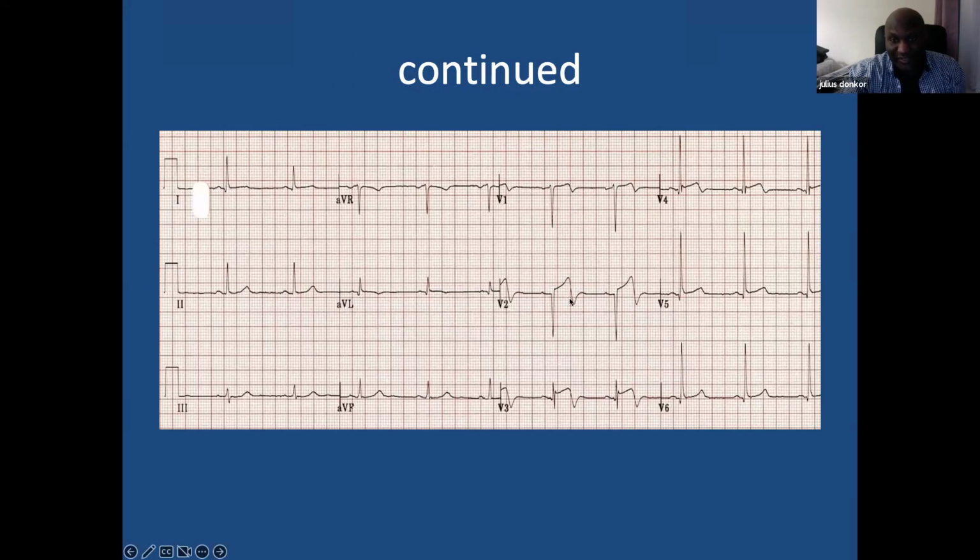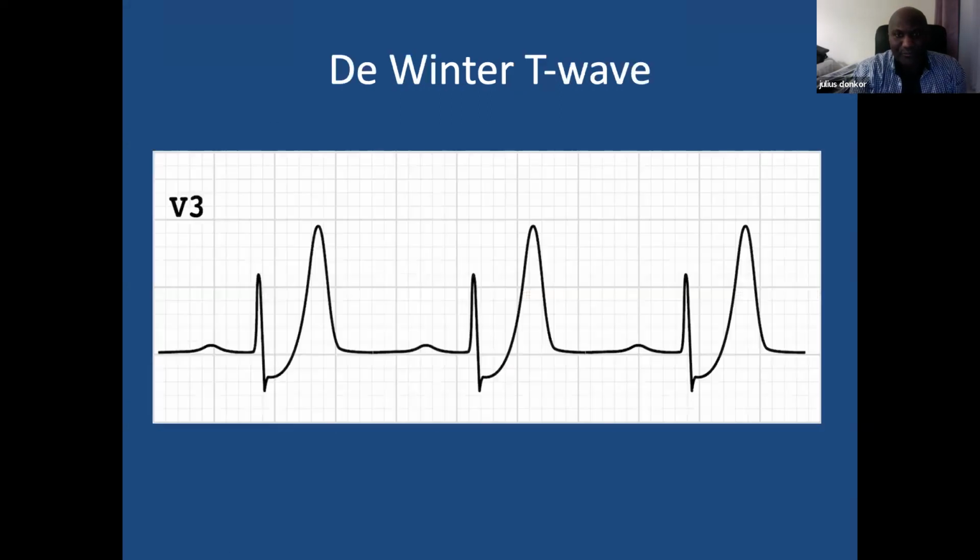It's like ST elevation there with your T wave inversion in V2, and it extends into your V4. So that's Wellens syndrome, a proximal LAD lesion. And the other one to watch out for is your De Winter's T wave. That's named after De Winter.